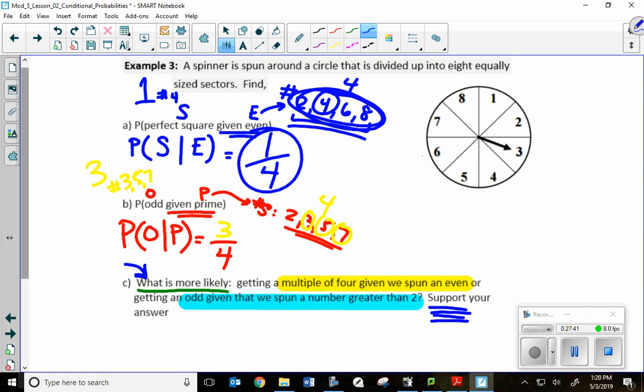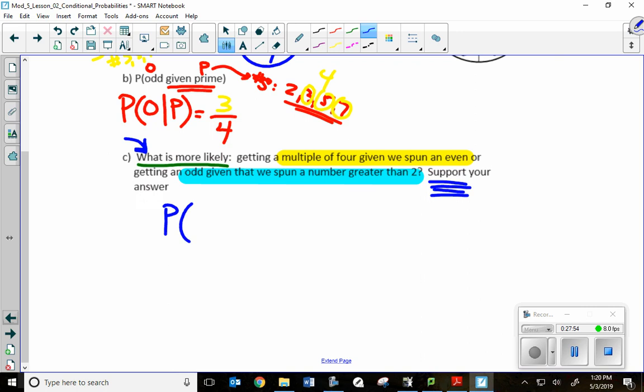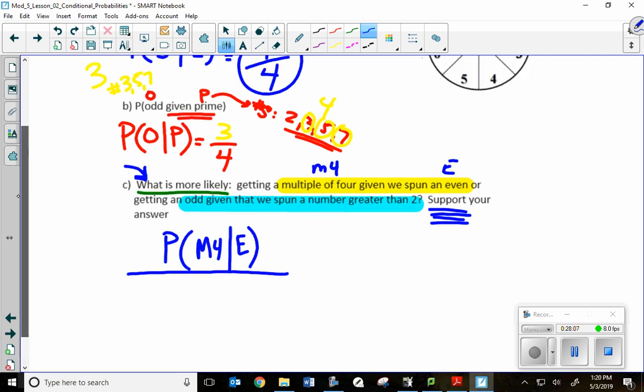Multiple of 4, given we spun an even number. Okay, well, this even thing is familiar. Even number, we are given the evens. All right, so let me write this down here. So the probability that we have a multiple of 4, I'm going to call that M4, that's multiple of 4, given even number. So we get to just choose out of our evens. All right, boom.